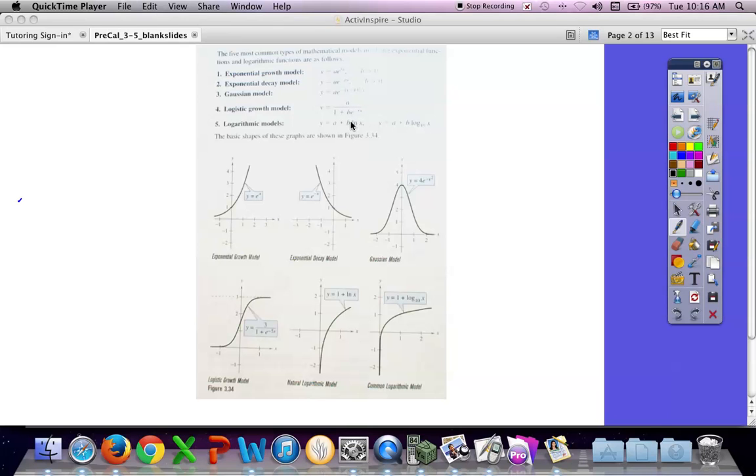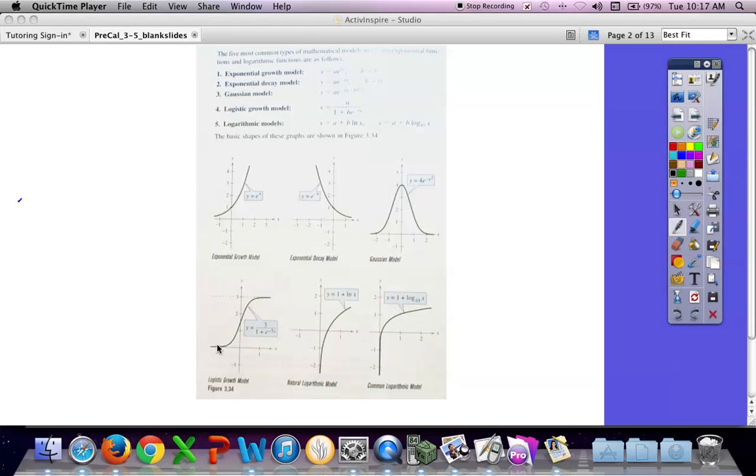Okay. The logistic growth model is this one here. And if you look at it, it is also an exponential. It's actually divided by 1 plus an exponential, e to the something x. I can't read it from here. It doesn't matter. But it's still an exponential.